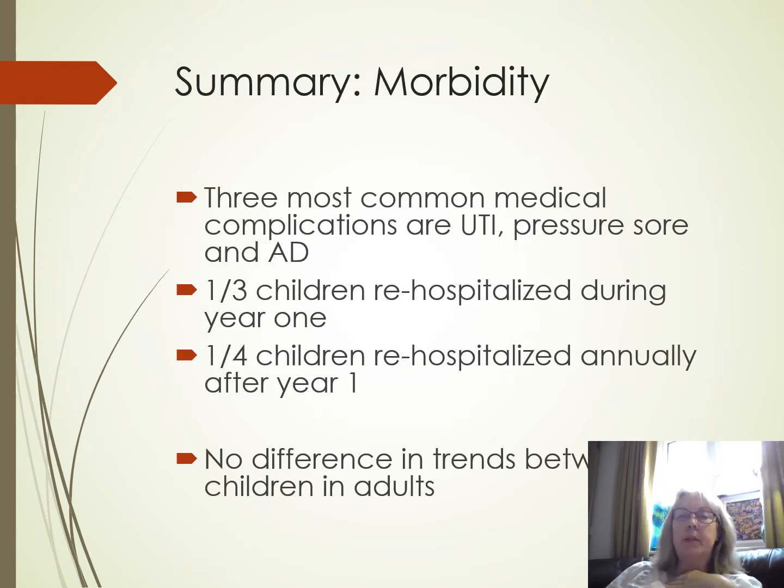A little bit more about morbidity. The most common things that we have to be concerned about from the medical perspective are urinary tract infections, pressure ulcers, and autonomic dysreflexia. And unfortunately, there is a high amount of rehospitalisation of children, not during the first year, but also as life goes on into adulthood. But there's no difference in the trends between children and adults in this.